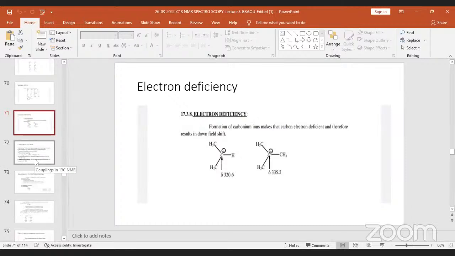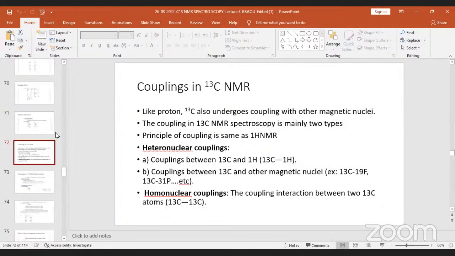Okay. Now, we will discuss couplings in C13 NMR. You already have come across couplings in Proton NMR. What is coupling? When non-equivalent magnetic nuclei, meaning chemically non-equivalent magnetic nuclei, are in the vicinity, they interact with each other and undergo spin-spin splitting, which results in the splitting of the signals, which we call coupling.